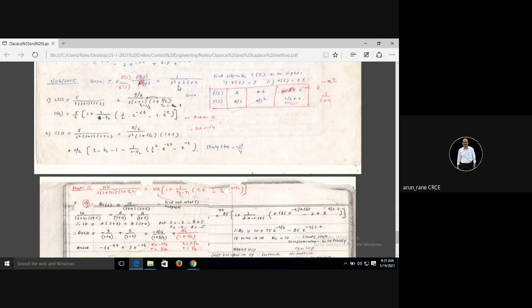Okay, so s square plus 3s plus 2 will be (s plus 1)(s plus 2). Now how is it given? See, earlier case directly it was given output theta o. Here also directly it is given theta o. But now in this case, what is the twist? It is given as C(s) upon R(s). So C(s) is equal to R(s) multiplied by this, isn't it? C(s) is nothing but the output. This is in Laplace domain. So C(s) is equal to R(s) into this.